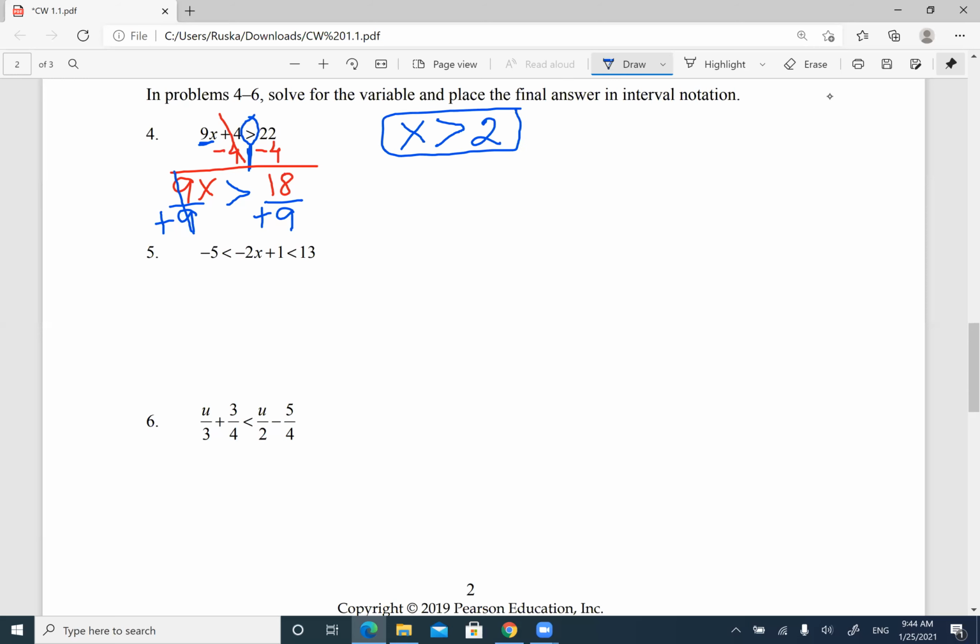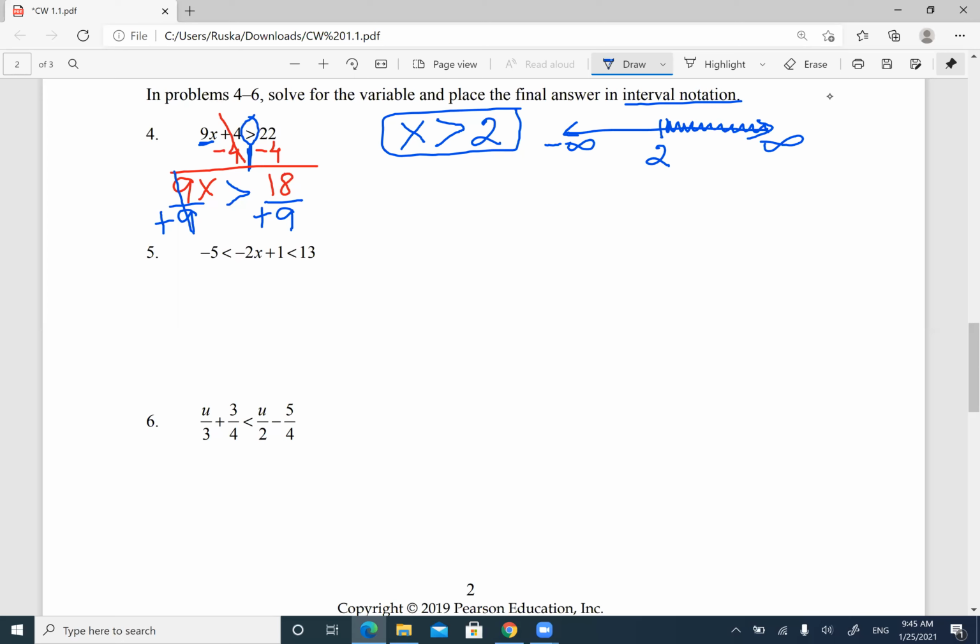So this is my solution. x is bigger than 2. Now, how do you write that? Because it says solve it and write the answer in interval notation. Interval notation is an interval from left to right. So first, let's see where that solution is on the graph. You have your number line from negative infinity to infinity. Let's say the number 2 is somewhere here. So x is bigger than 2, and the bigger numbers are on the right side of 2. So this is where my interval of solution is.